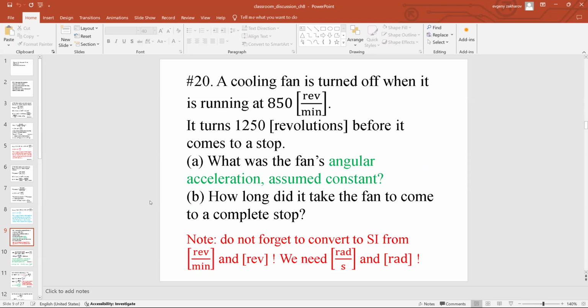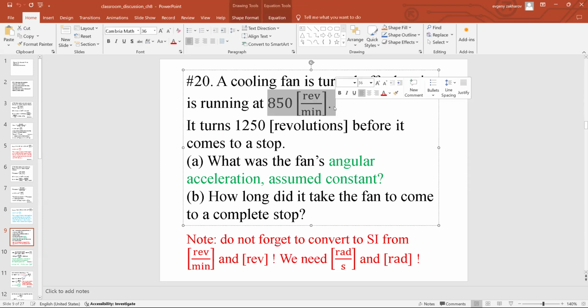Okay, we have a fan that is turned off, and there's an initial rate of rotation. We have 850 revolutions per minute. And it is given that it comes to a complete stop after completing 1,250 revolutions. First of all, you have to remember that you can't operate with revolutions per minute. You have to convert to System International. And that would be what? Radians and seconds.